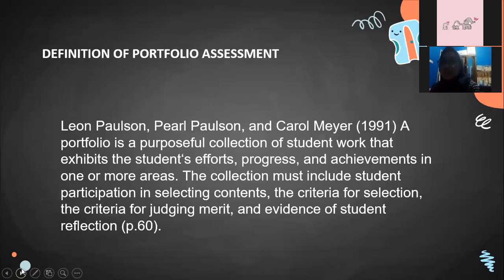For the definition of portfolio assessment, Leon Paulson, Pierre Paulson, and Carol Mayer in 1991: a portfolio is a purposeful collection of student work that exhibited the student efforts, progress, and achievement in one or more areas. The collection must include student participation in selecting contents, the criteria for selection, the criteria for judging merit, and evidence of student reflection.